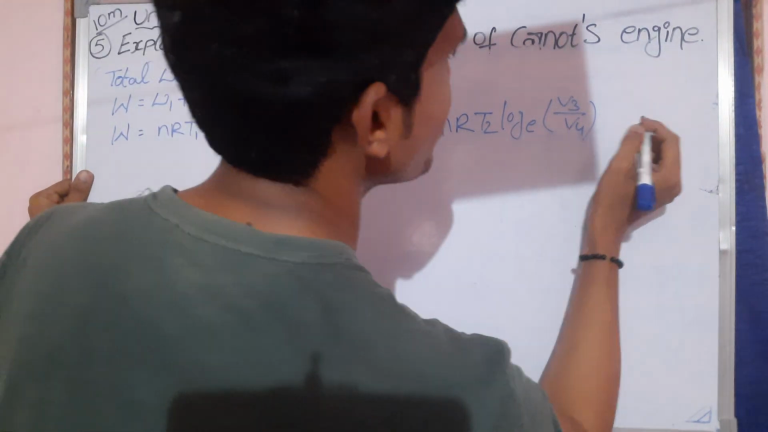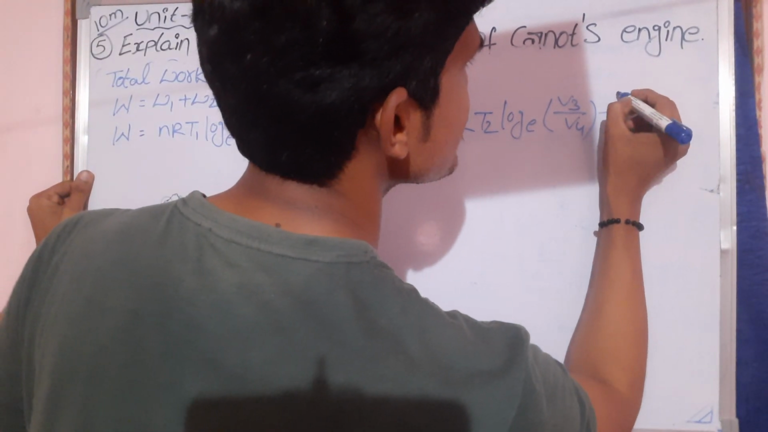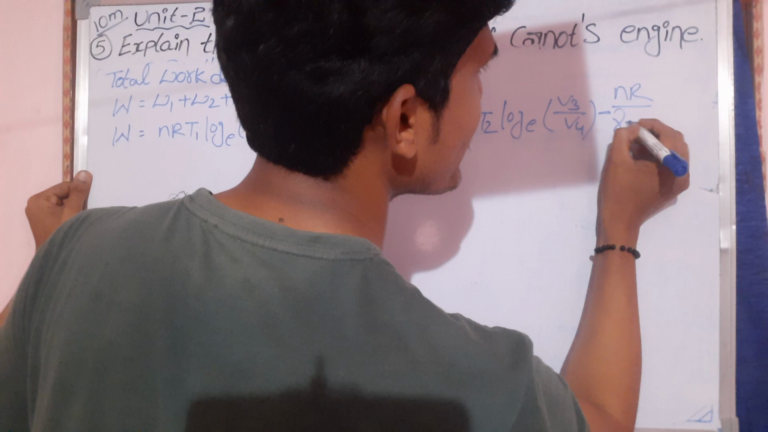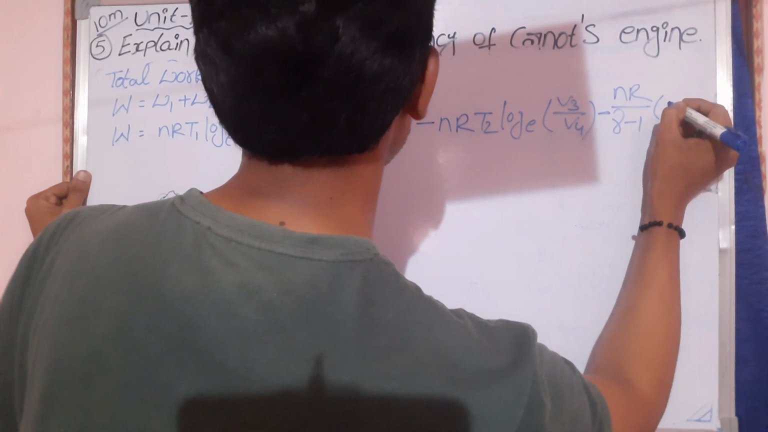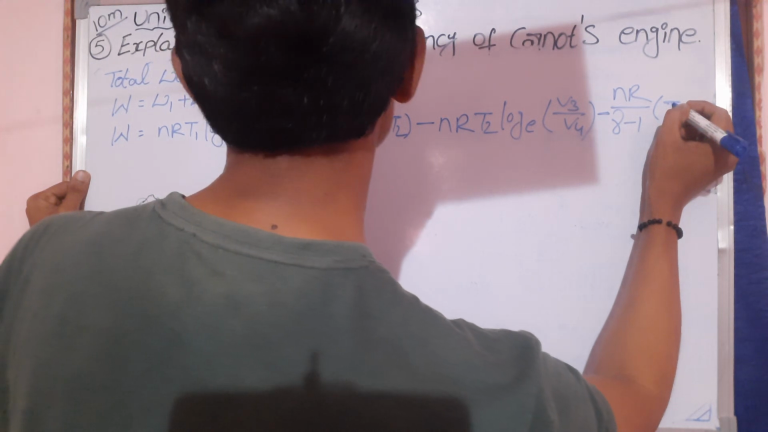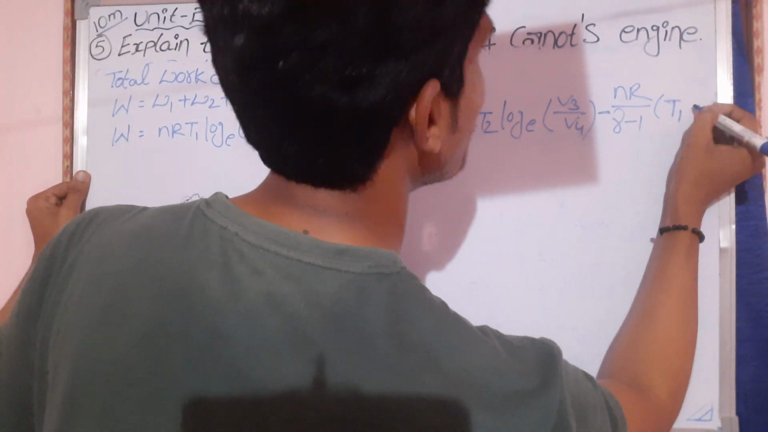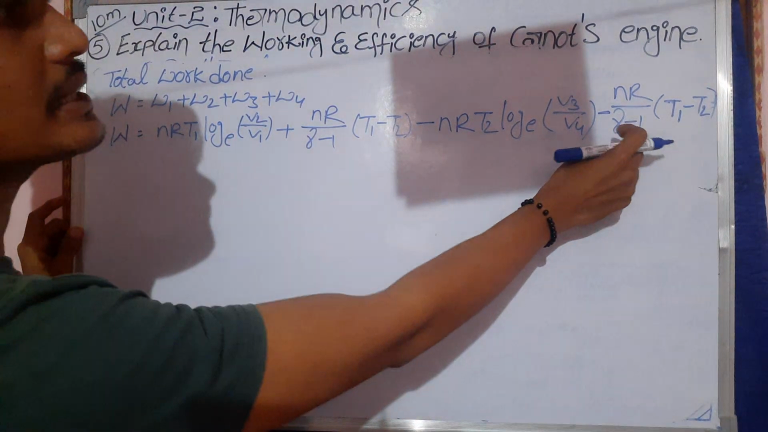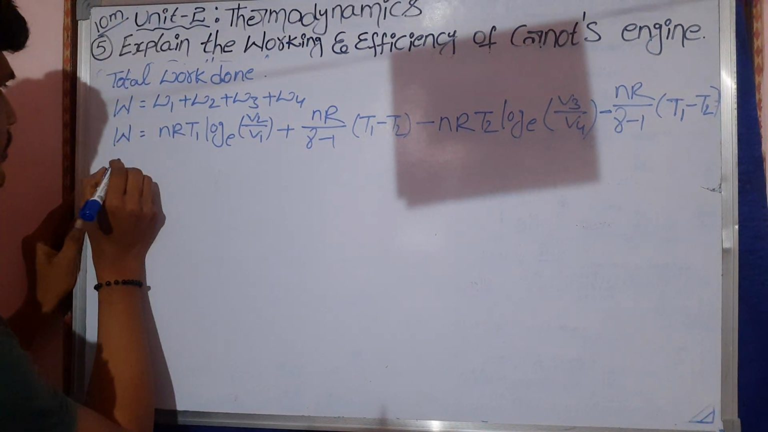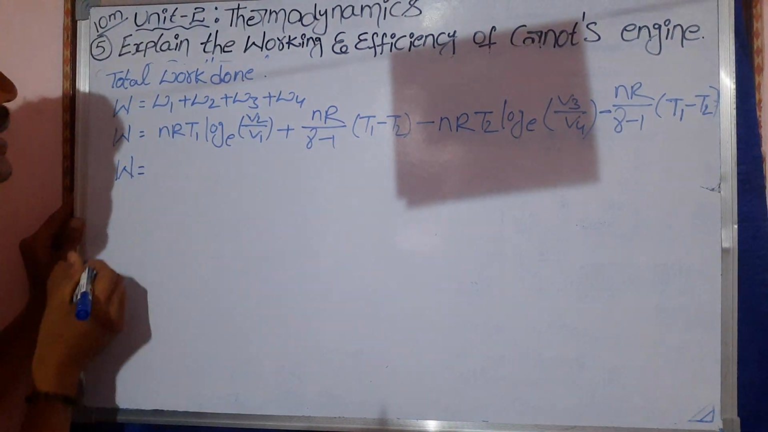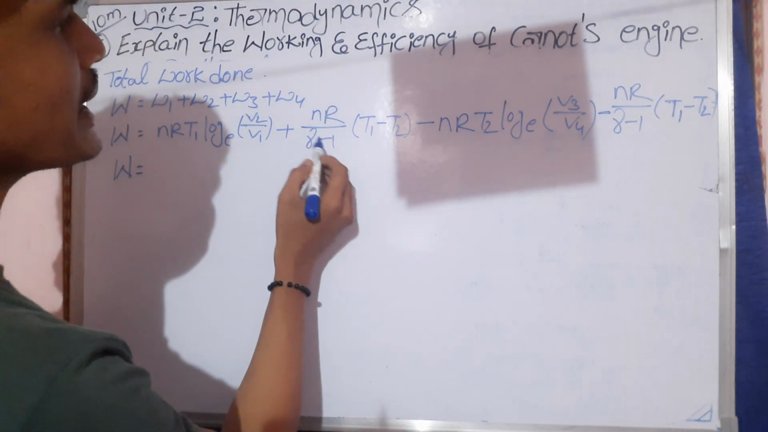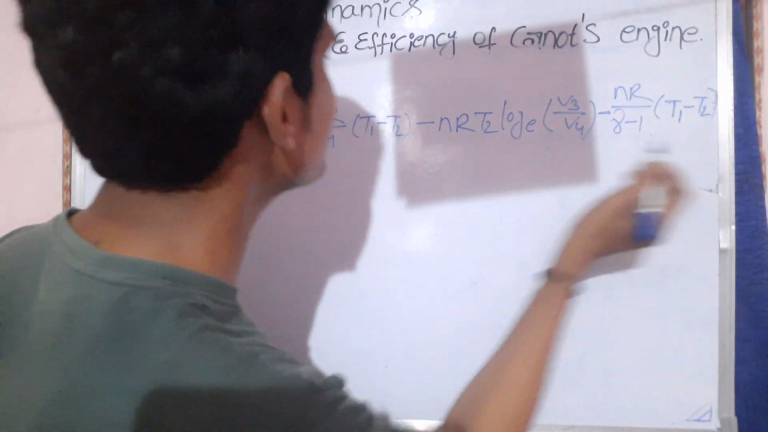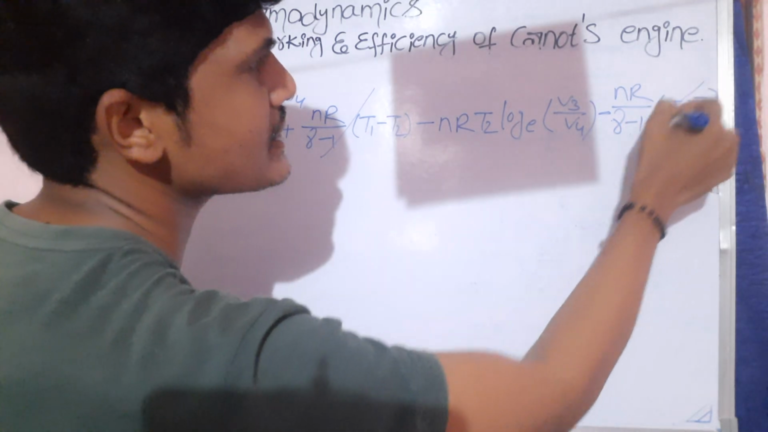Next, W4. W4 equals minus NR by gamma minus 1 into T1 minus T2. So this is the W4. So W equals the same terms, NR by gamma minus 1 minus NR by gamma minus 1 into T1 minus T2. So these terms are cancelled.